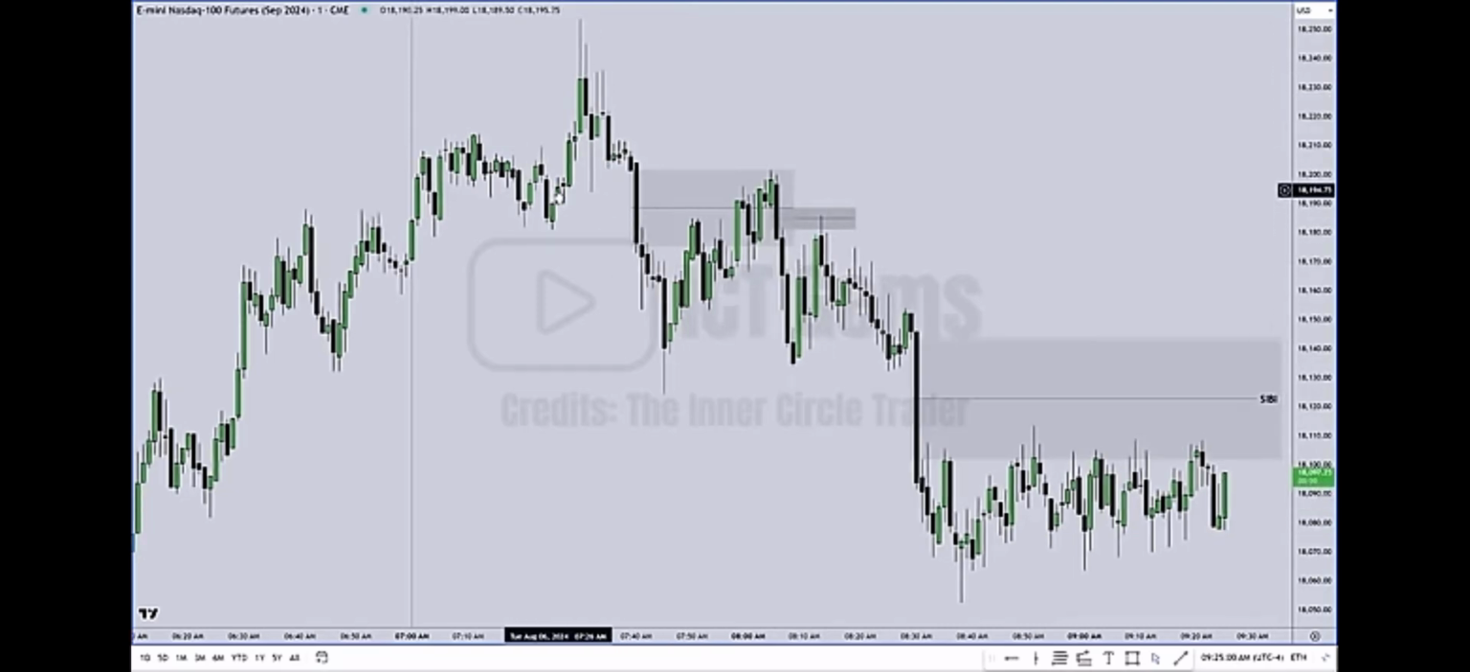Inversion fair value gaps: if you have a gap inside of the range that creates the bearish breaker, as we have here. Now remember what I taught you. A down close candle that is a fair value gap is a SIBI.